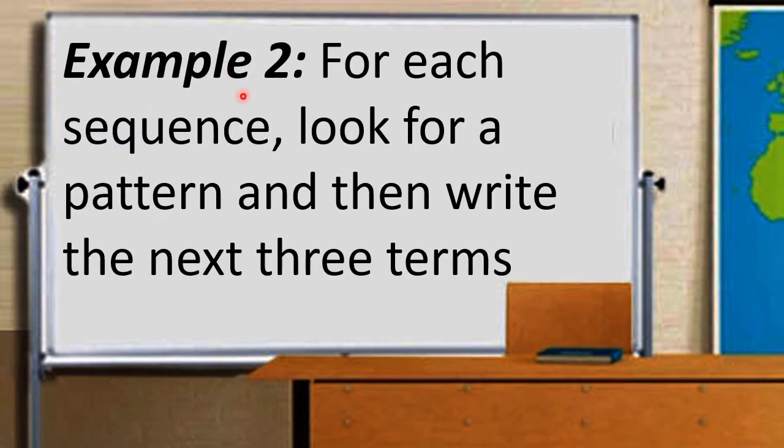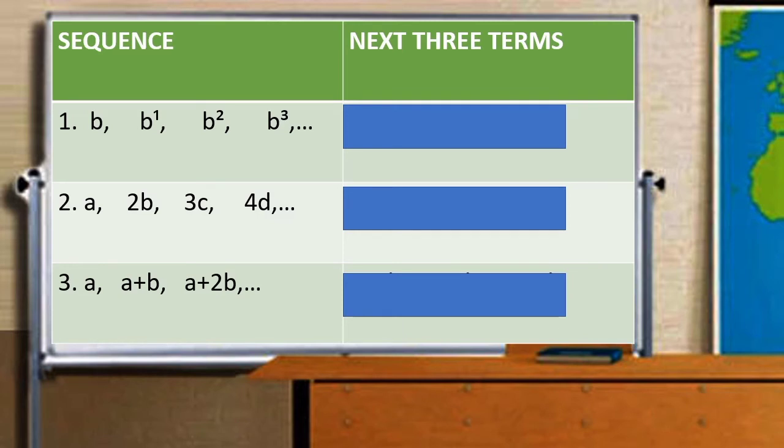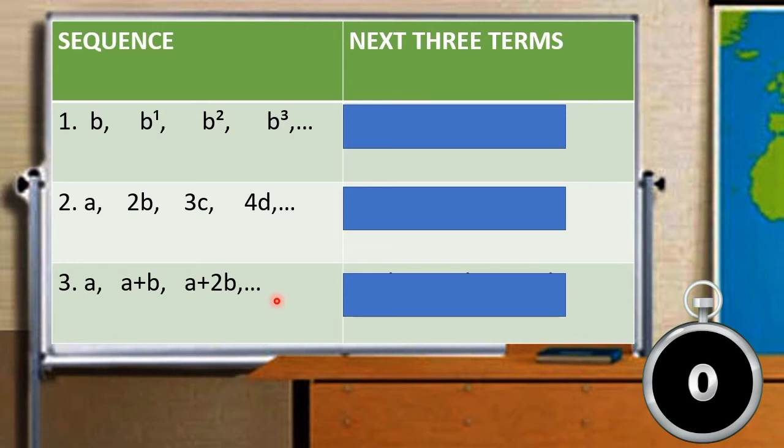For our example number 2, for each sequence, look for a pattern and then write the next 3 terms. Let's have our activity. Get a piece of paper and try to answer the 3 given sequences. What you are going to do is to find the next 3 terms for each sequence. So I will give you 30 seconds to do this activity. Timer starts now.